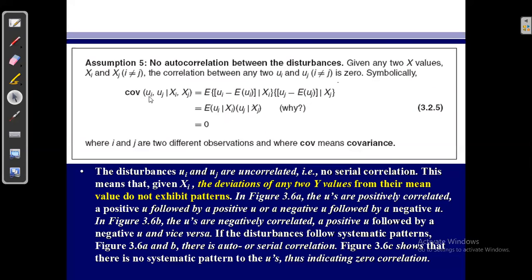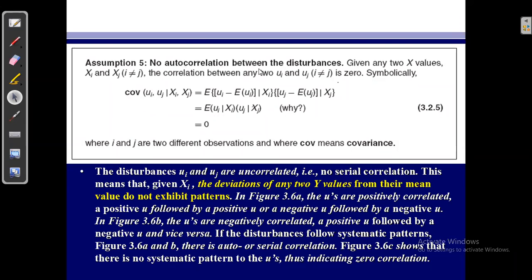Remember, covariance is the rough form of correlation. A common man is more familiar with correlation, okay? But covariance is the initial form of correlation. We say correlation is a standardized form of covariance. Covariance is basically a measure of joint variation.